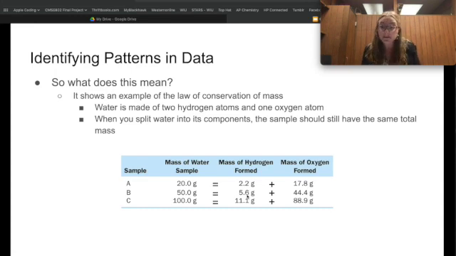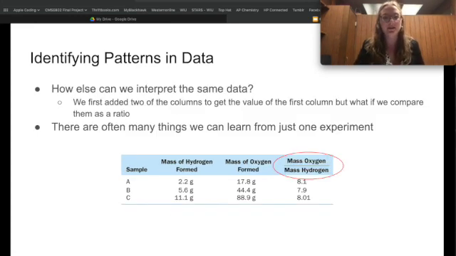So that is one piece of data that you could interpret from this, or one pattern you can find in this data. But the fun connection here is that this is the law that Lavoisier came up with. So we have an example of data that helps confirm the law of conservation of mass. We might be able to interpret the same data in many different ways. When I just talked to you, we added those last 2 columns, and it gave us the value in the first column.